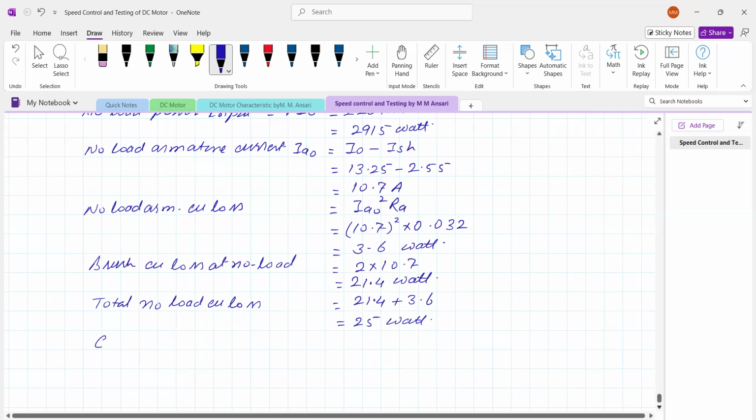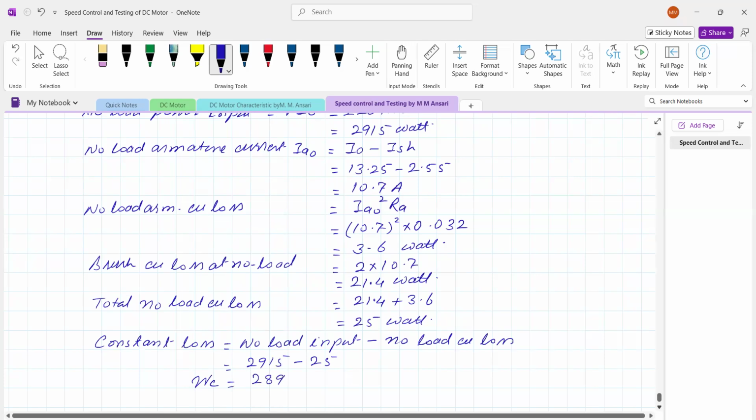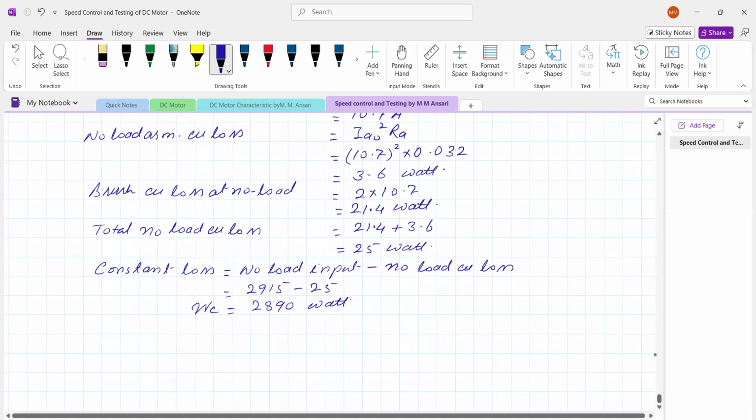Now constant losses. Constant loss is equal to no load input minus no load CU loss or variable loss, because it depends upon the load current. So no load input is nothing but 2915 minus 25. So the constant losses WC is equal to 2890 watt. Once we know the constant loss, we can calculate the other parameters.